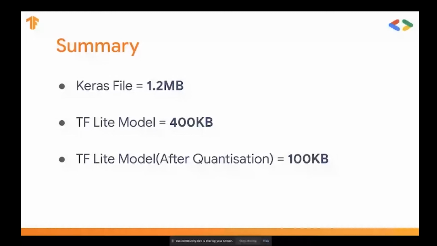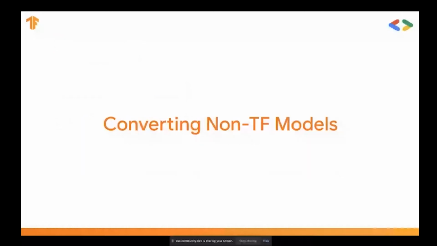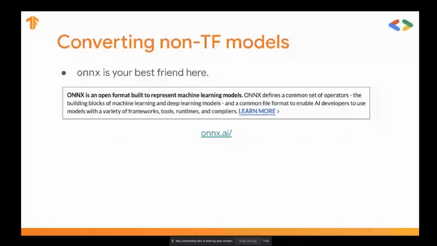So now we'll be talking about how can we convert your non-TensorFlow Lite models into TensorFlow Lite format. The non-TensorFlow models, I can give you an example of PyTorch. If you're using PyTorch, then you can't get a TensorFlow Lite file directly, but you can by following these steps. If you're converting your non-TF-Lite models into TensorFlow Lite format, then ONNX is your best friend, because it's an open format built to represent machine learning models.